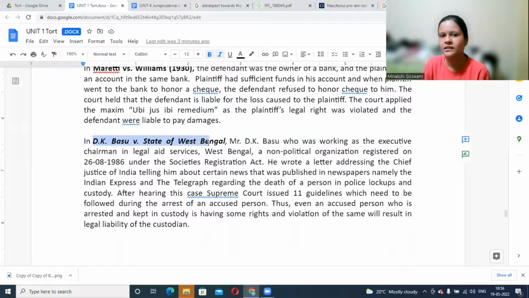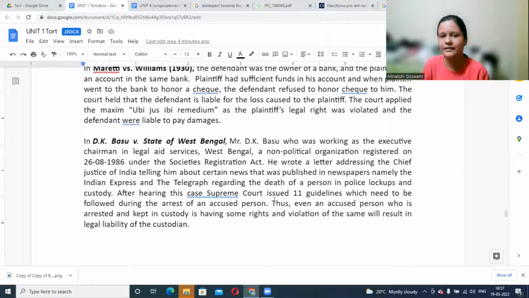Same happened here. D.K. Basu versus State of West Bengal. Who was D.K. Basu? He was working as executive chairman in an organization, Legal Aid Services in West Bengal, which is a non-political organization. He came across this issue, certain news which were being published regarding the custodial violence that takes place. We come across these news quite often. So he also came across such news of custodial violence taking place, and he mentioned those articles published in Indian Express and Telegraph.